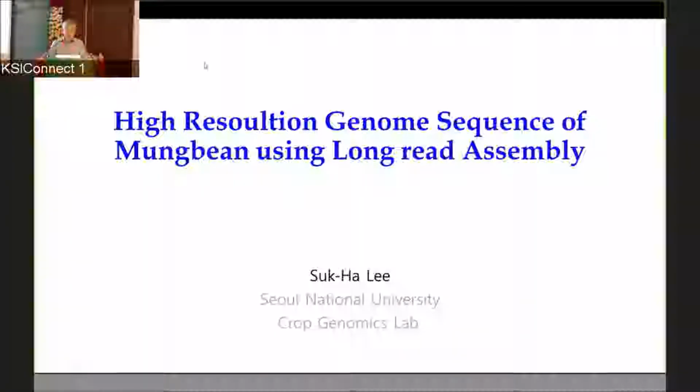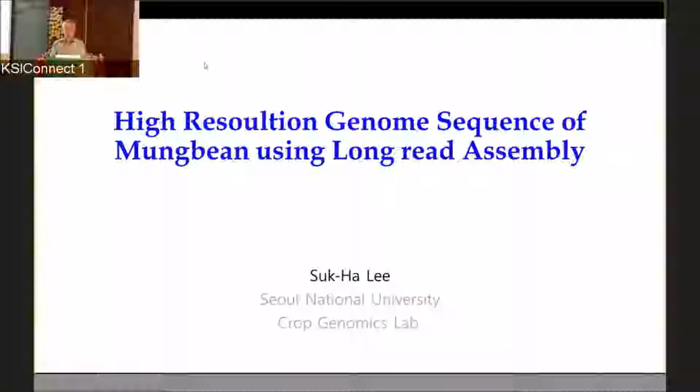Today, I'm going to give a talk about high-resolution genome sequence of mungbean using PacBio long-read assembly. About 3 years ago, we published the draft genome sequence of mungbean. More recently, we planned to improve those genome sequence of mungbean using some new technology.